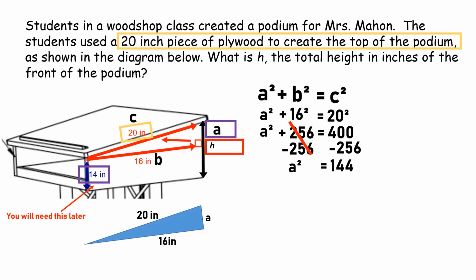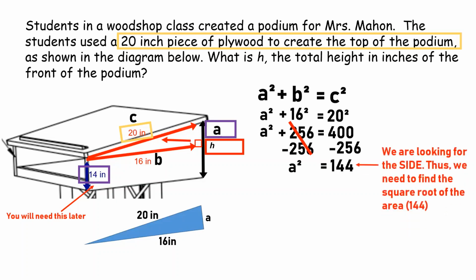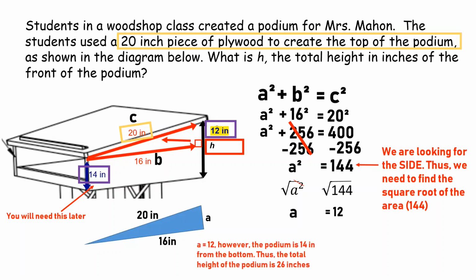A squared equals 144, which I then need to square root to find the missing side length. Taking the square root, they will cancel each other out, leaving me with a. And the square root of 144 is 12. Now, 12 is the side length of the top part of that podium, the part that is missing. We need to find the entire length. Therefore, you will have to add the 14 inches plus the 12 inches, and that will give us a height of 26 inches.